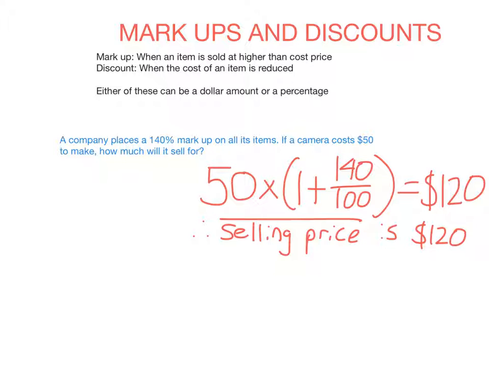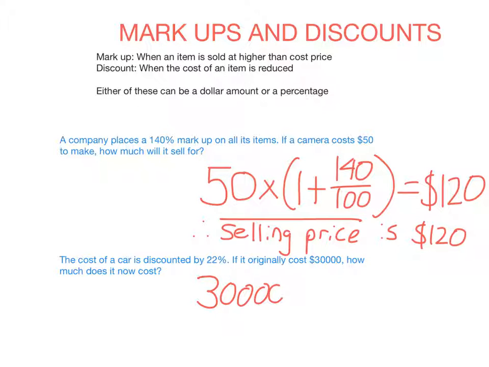Okay, let's look quickly at a discount question. This one: a car costs $30,000, discounted by 22%. This is the same as saying, let's decrease 30,000 by 22%. You know from the previous lesson, the way we do that is similar to what we did above. We take 30,000 and then we times by 1, and this time minus the percentage. 22% is just 22 over 100.